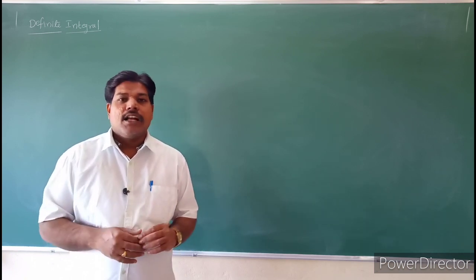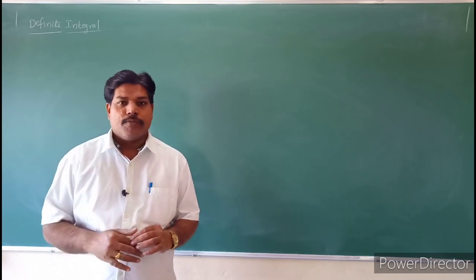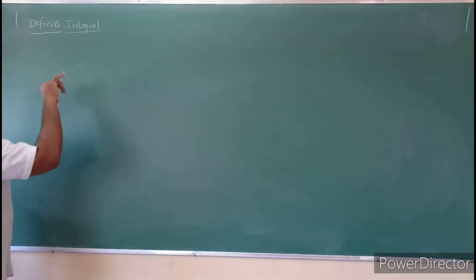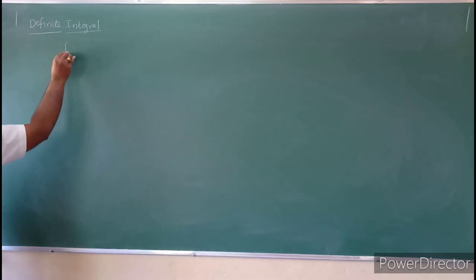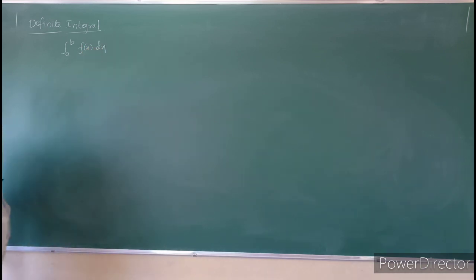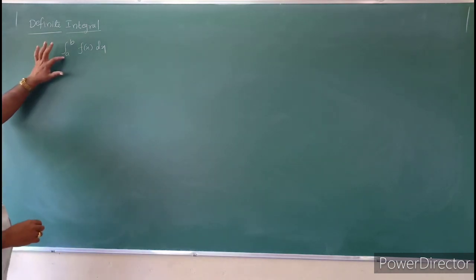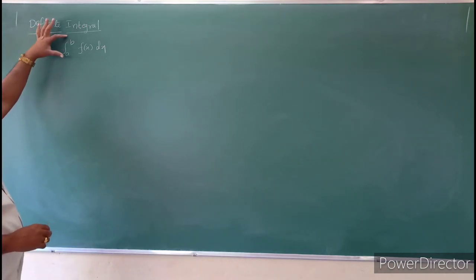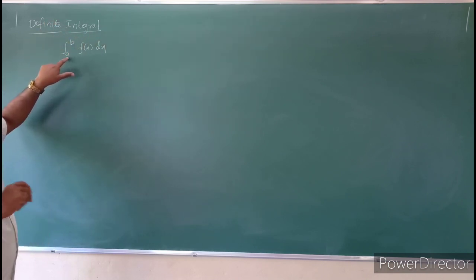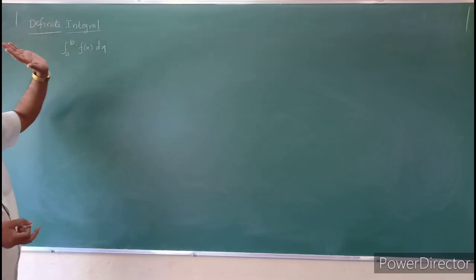Okay, but here the definite integral has a unique value. What is the meaning? See here, a definite integral is a unique value, and it is denoted by integral a to b f of x into dx. Here a is called the lower limit of that function and b is called the upper limit.